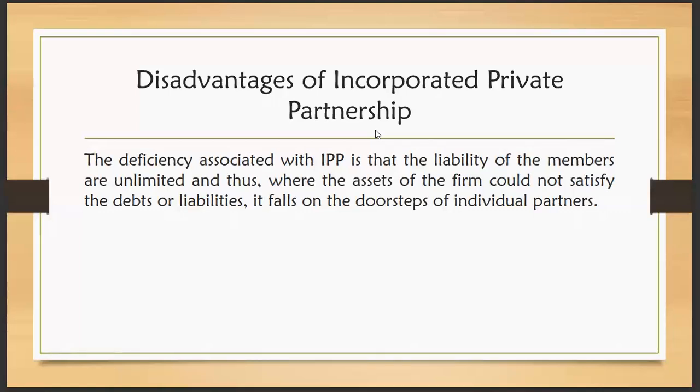In terms of disadvantage, the major deficiency or disadvantage related to an incorporated private partnership is that liability of the members is unlimited. And what that means is that where the assets of the firm could not satisfy the debts or liabilities, it falls on the doorsteps of individual partners. That is a rare disadvantage, making it similar to sole proprietorship in terms of absence of limitations on the liability.